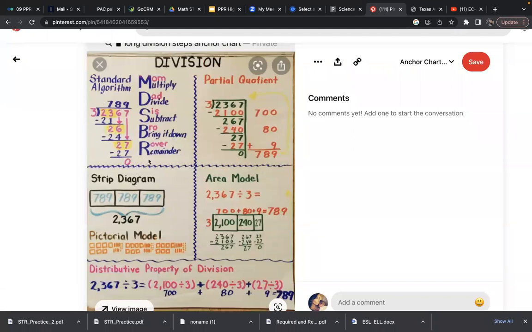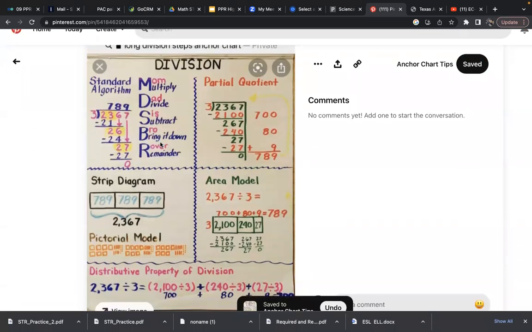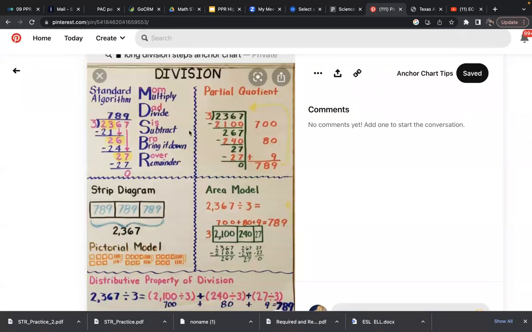Standard algorithm. Mom, dad, sis, bro, rover. Multiply, divide, subtract, bring it down, remainder. This is what we do when we divide, the steps. And this is an excellent way to have the students remember it, and have them draw their mom and draw their dad, or make up their sister if they don't have one. This is a funny way to remember it. I've never heard it said that way.